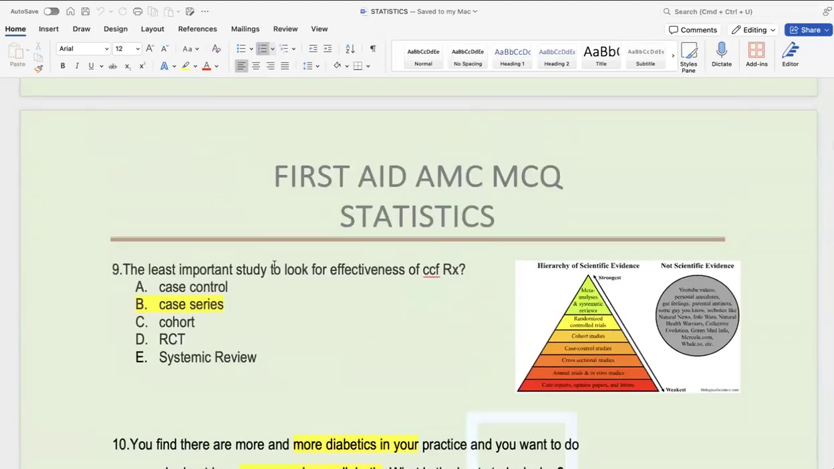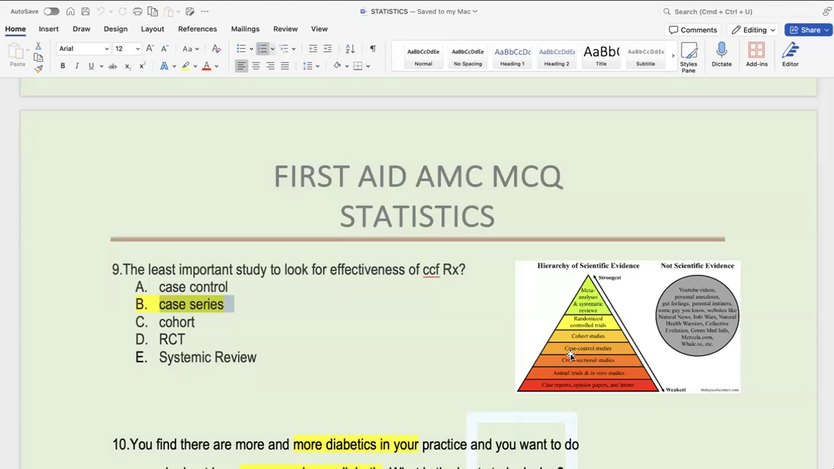Next question, what is the least important study to look for effectiveness of CCF treatment? So many times they ask that what is the best study? What is the least important study? So the least important is case series or case report. They are the least effective or least important, because you're just taking one patient's history.